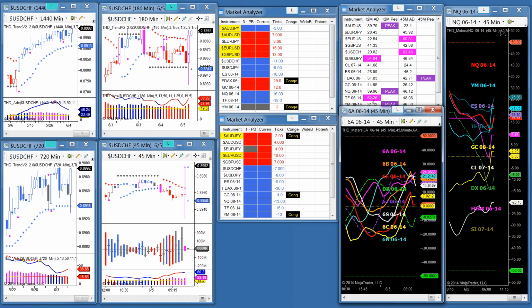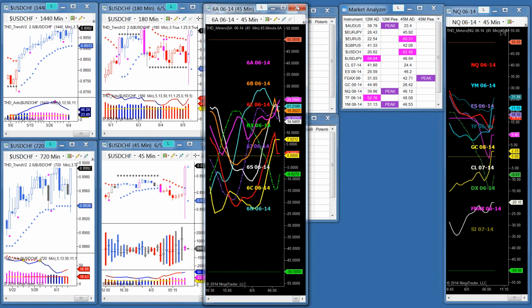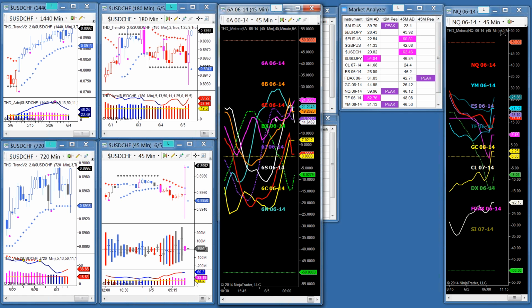Now, the next thing I want to explain is the meter window. The silver and platinum package comes with a lot of indicators that you may never see on my chart. One of those indicators is the RSI indicator.